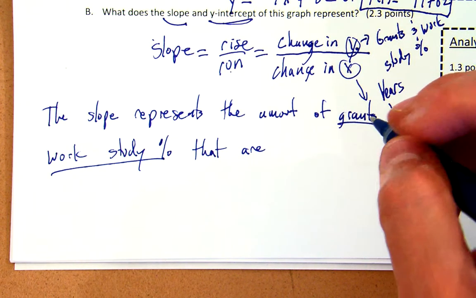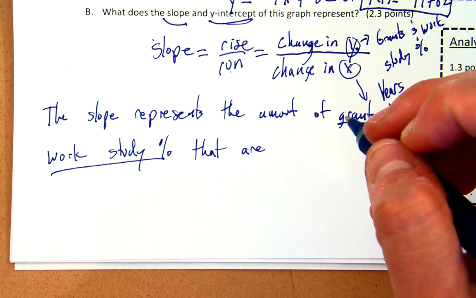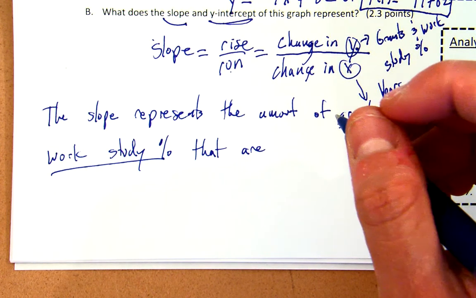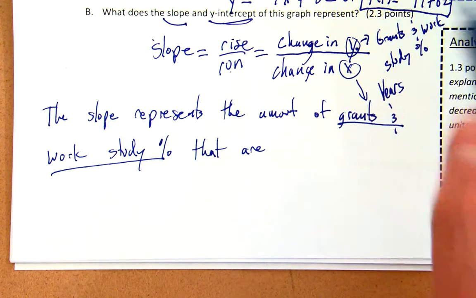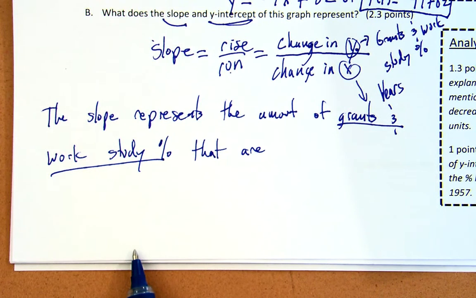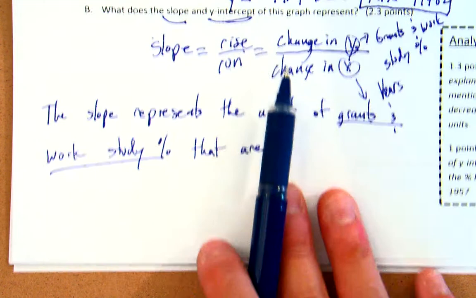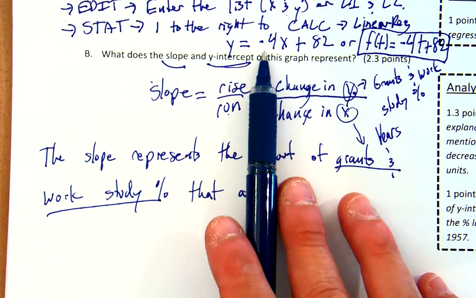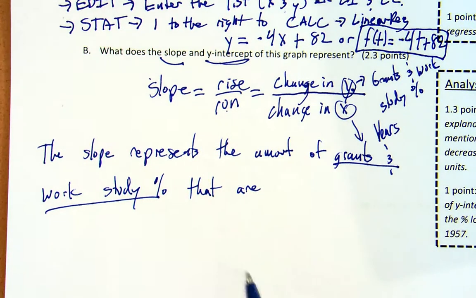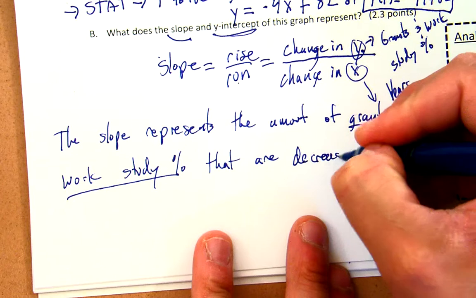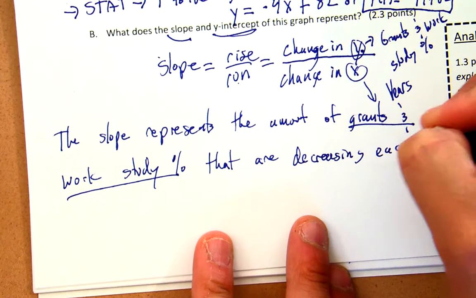What do we think? No one knows? Are they increasing or decreasing? Why? A negative slope, so it's decreasing. That are decreasing each year.